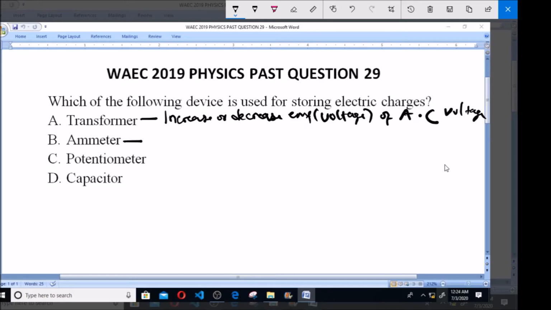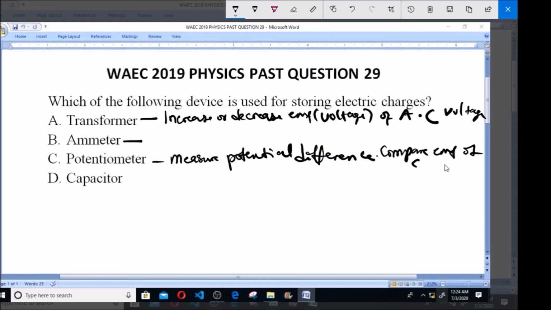Now, what is an ammeter? Or let's get to the potentiometer first. What does a potentiometer do? A potentiometer is a device used to precisely measure potential difference. So use this to measure potential difference. That's what you use this to do. It is used to compare EMF of a cell. You can also use it to compare EMF of cells. So that's what you use that for.